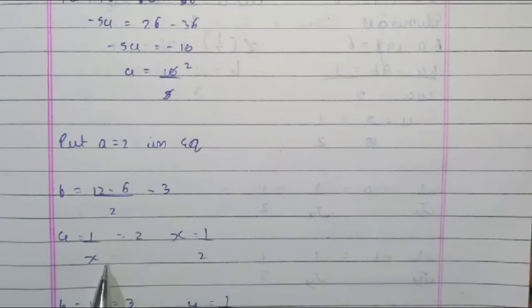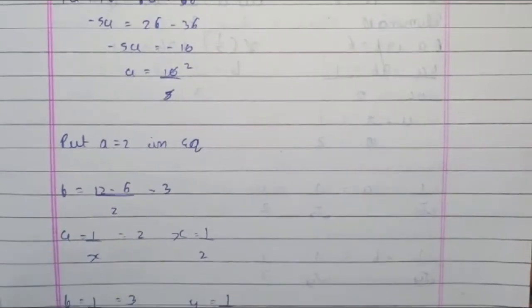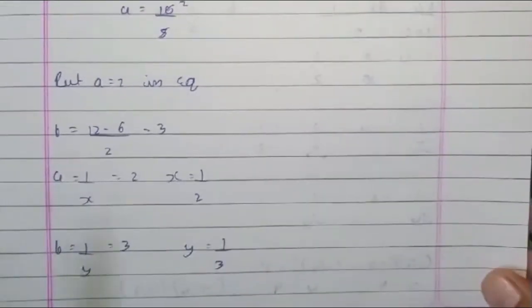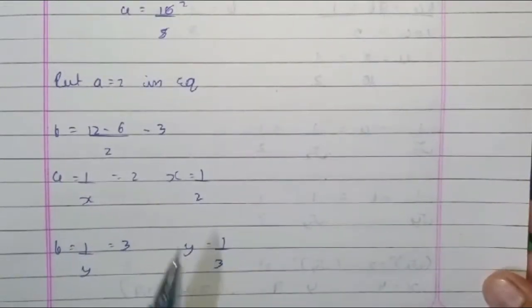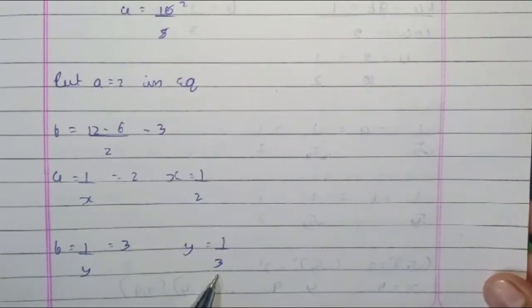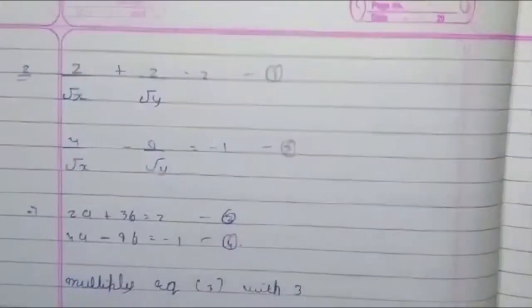Now a is equal to 1 by x is equal to 2. So x is equal to 1 by 2. Now b is equal to 1 by y is equal to 3. Now we can take the reciprocal. So y is equal to 1 by 3. So what is our solution? x comma y is equal to 1 by 2 comma 1 by 3.